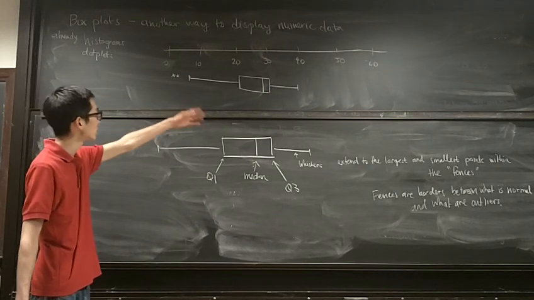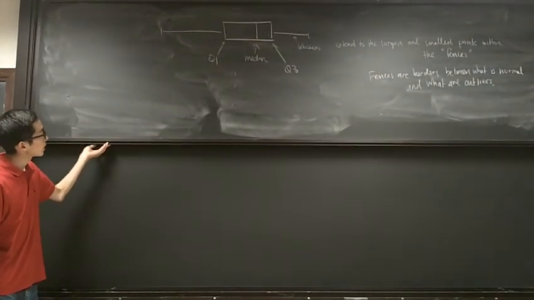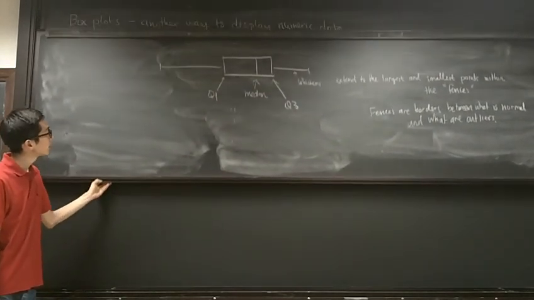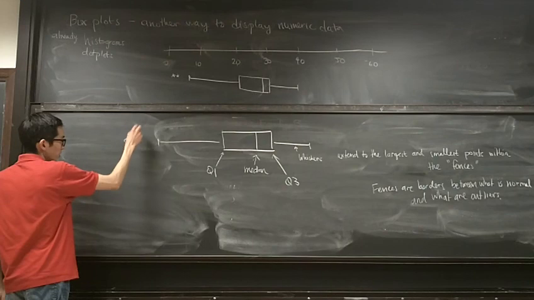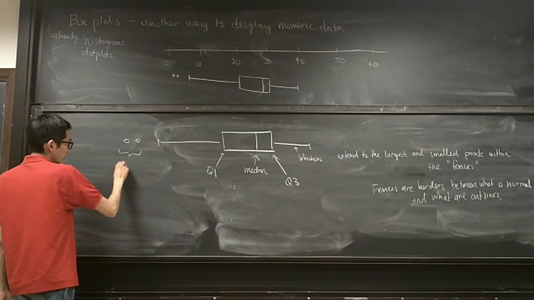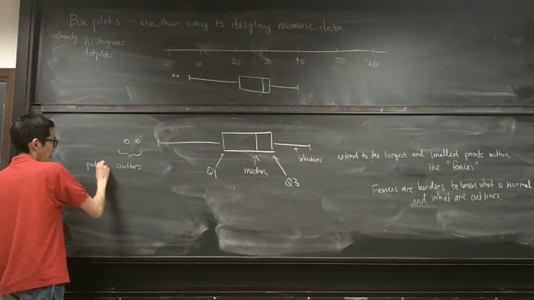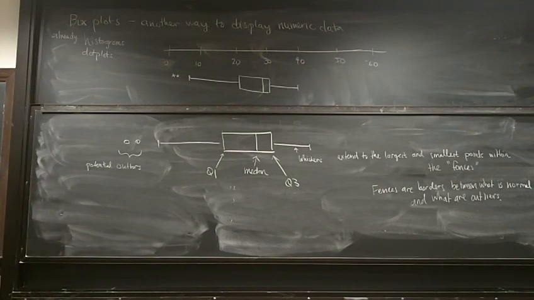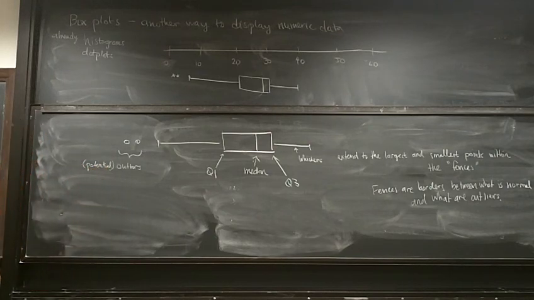Anything that's represented with either a star or a circle, a circle or star, those are always beyond the whiskers. These are considered outliers. Okay, I should write potential outliers, but they're considered outliers. Okay, is that all right?